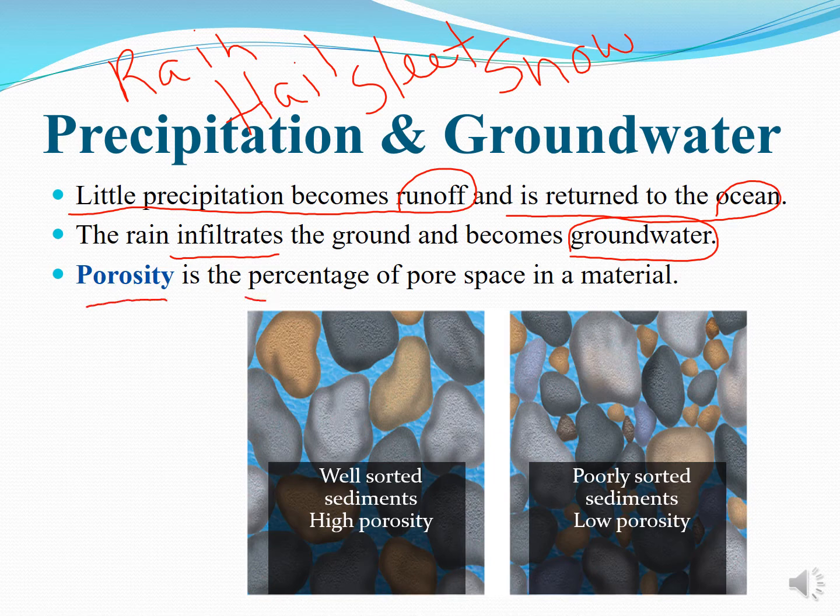Porosity is a percentage of the pore space in the materials. So as you see here, this is well sorted sediment, so high porosity. Look at the gaps. They're about even. Poorly sorted, they're all different sizes, low porosity. So we don't have a lot of pores because it's just not organized.